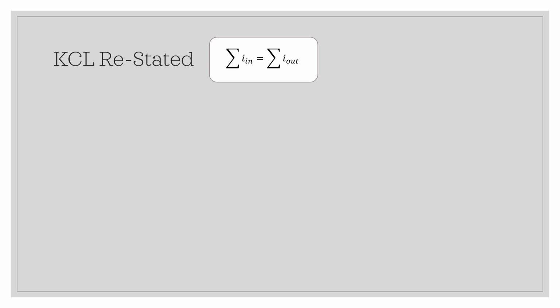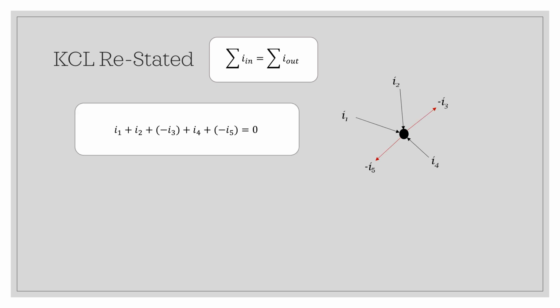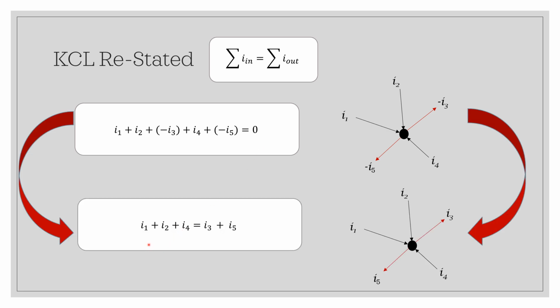So let's take a look at the previous two nodes. Actually, we're just going to look at this one node, which has currents entering and currents leaving. So this one could be written algebraically as the sum of all currents entering the node is equal to 0. Or it could be written as the sum of the currents into the node is equal to the sum of the currents leaving the node. So into the node we have I sub 1 plus I sub 2 plus I sub 4, and leaving the node we have I sub 3 plus I sub 5.